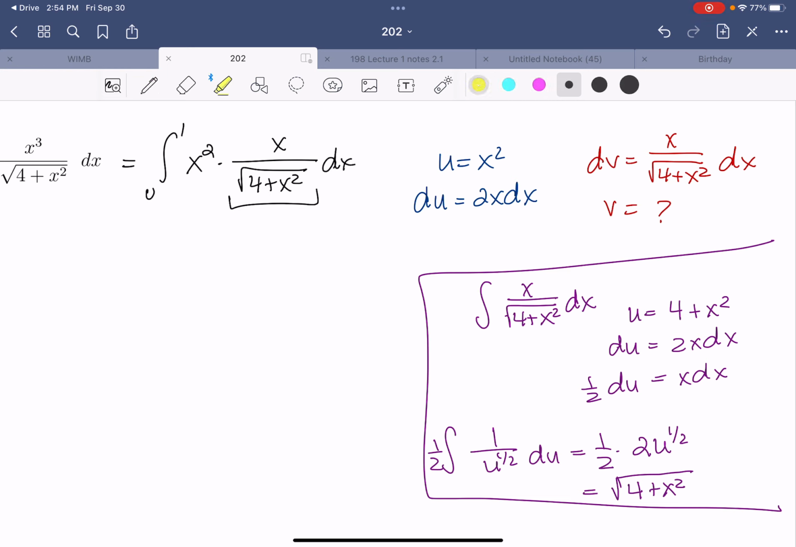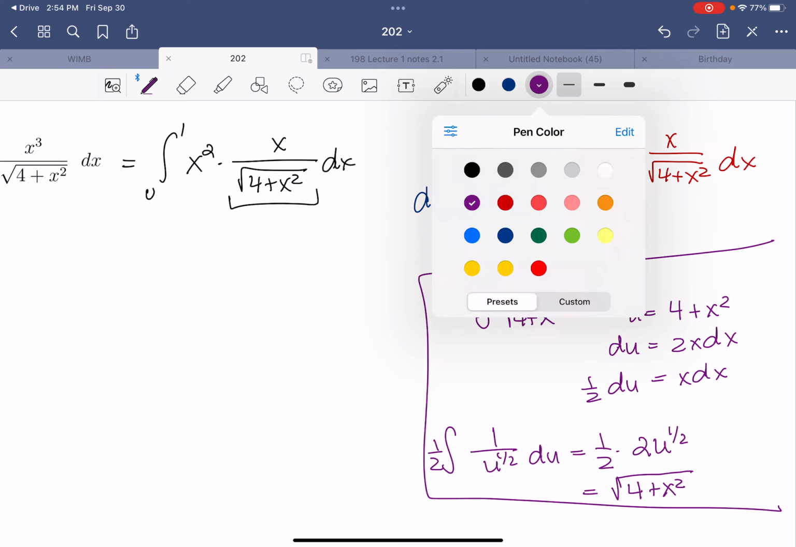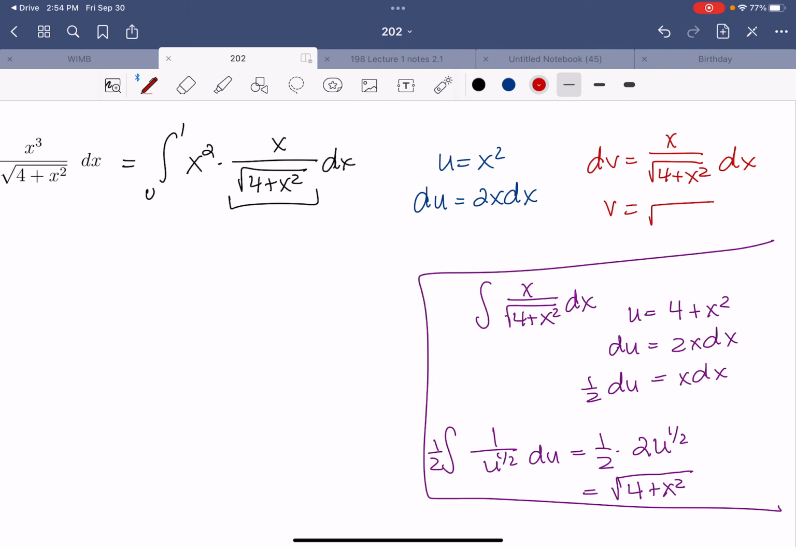So that's what goes up here under my question mark. So this is the square root of 4 plus x squared. If you're not sure, you can check it, take your derivative, and go the other direction. But it works, trust me.